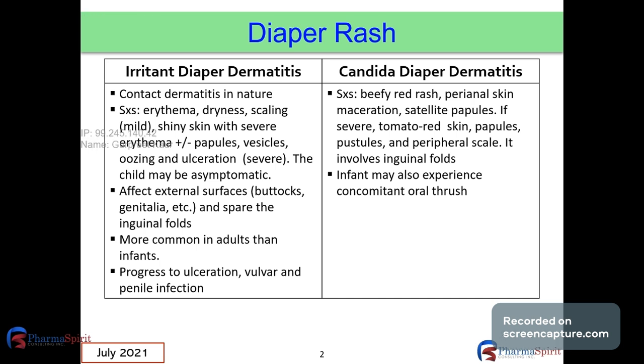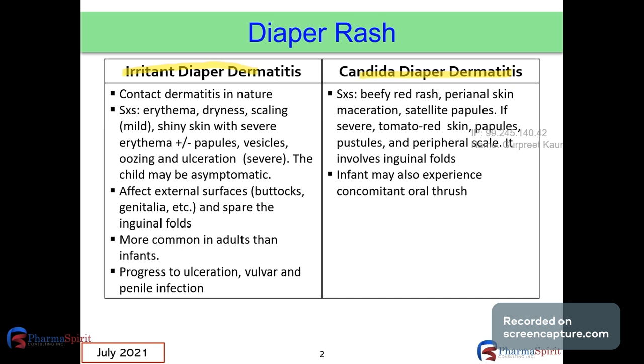There are several types of diaper dermatitis. The most common type is irritant diaper dermatitis. And the second most common type is what we call Candida diaper dermatitis. There are also other types, such as allergic diaper dermatitis. Here we'll talk mainly about the two that we commonly see in the pharmacy, which are irritant diaper dermatitis and Candida diaper dermatitis. So let's start first with the irritant diaper dermatitis.